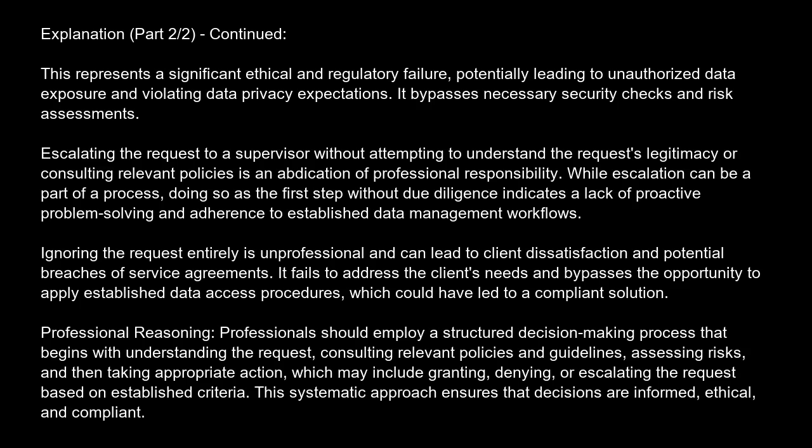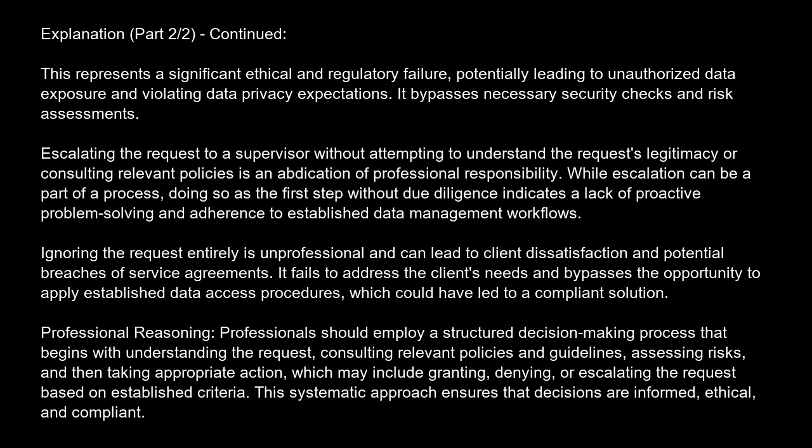Escalating the request to a supervisor without attempting to understand the request's legitimacy or consulting relevant policies is an abdication of professional responsibility. While escalation can be a part of process, doing so as the first step without due diligence indicates a lack of proactive problem-solving and adherence to established data management workflows.